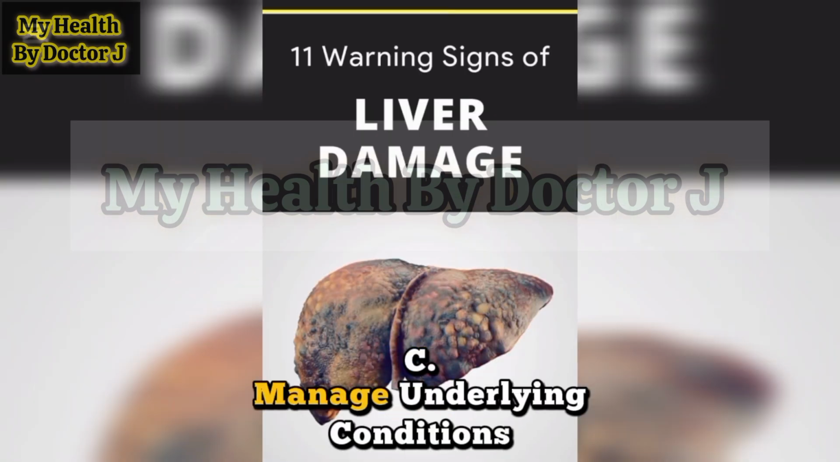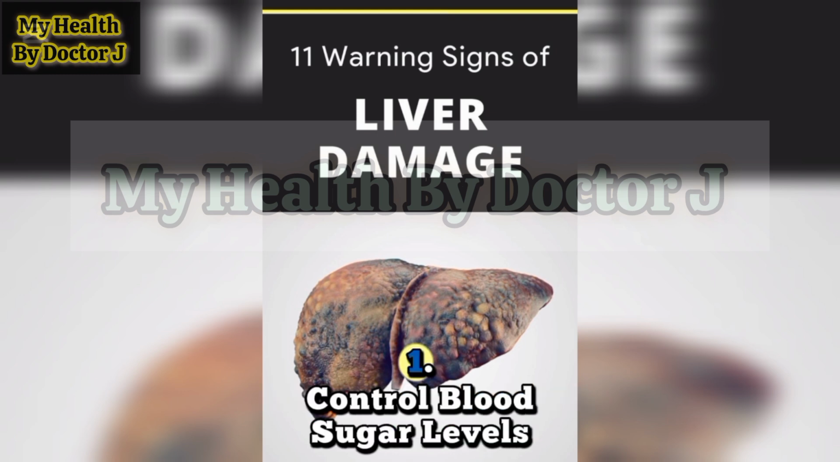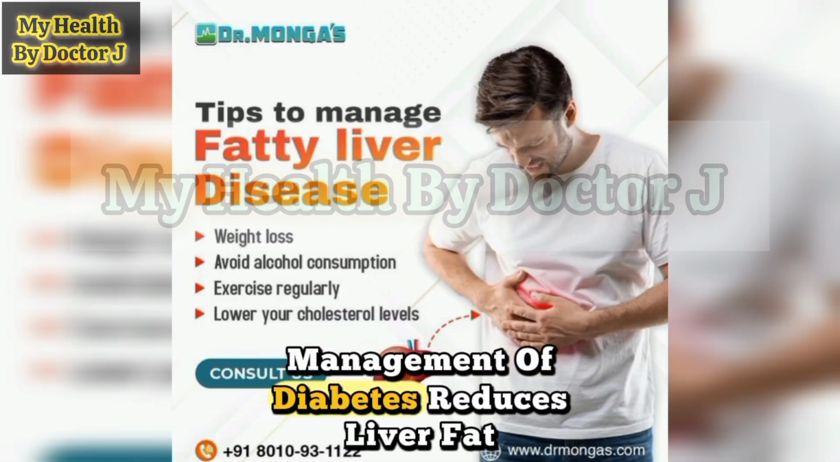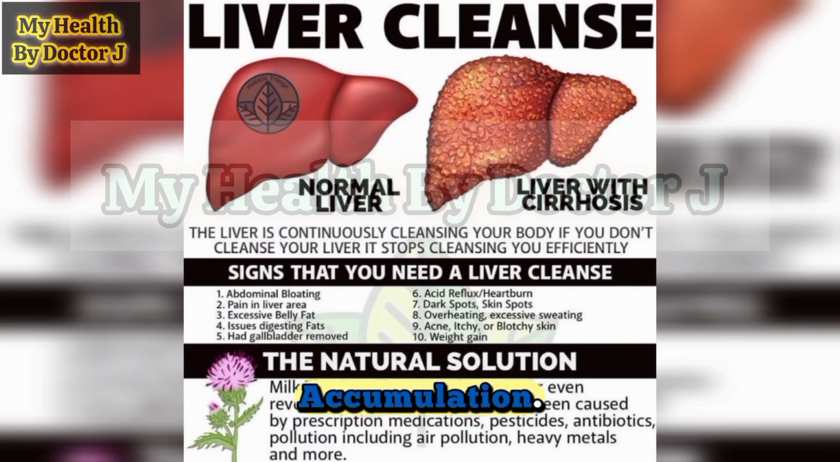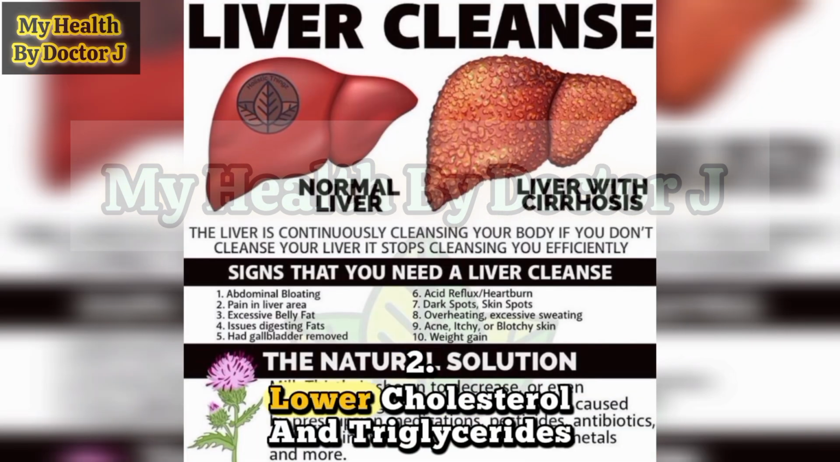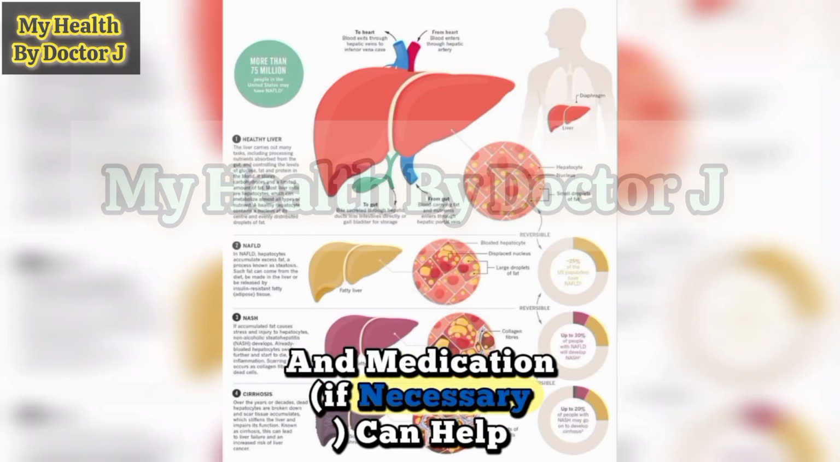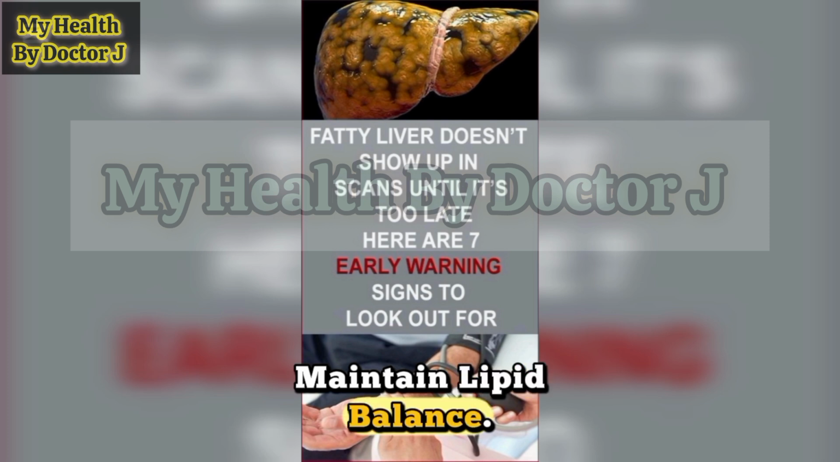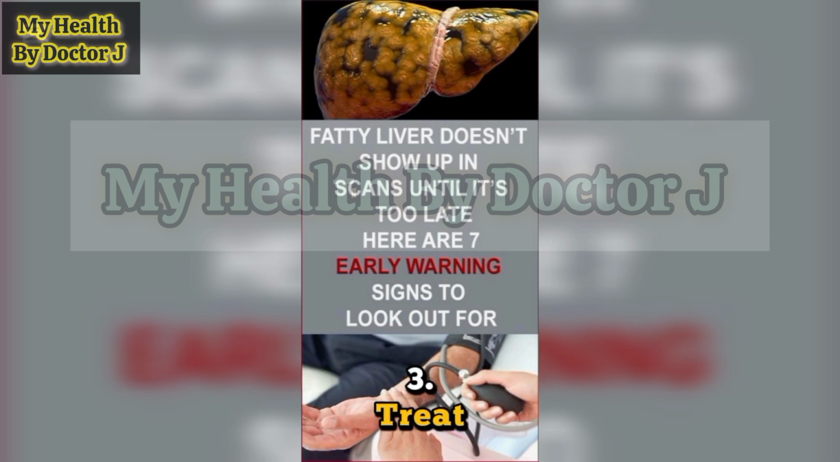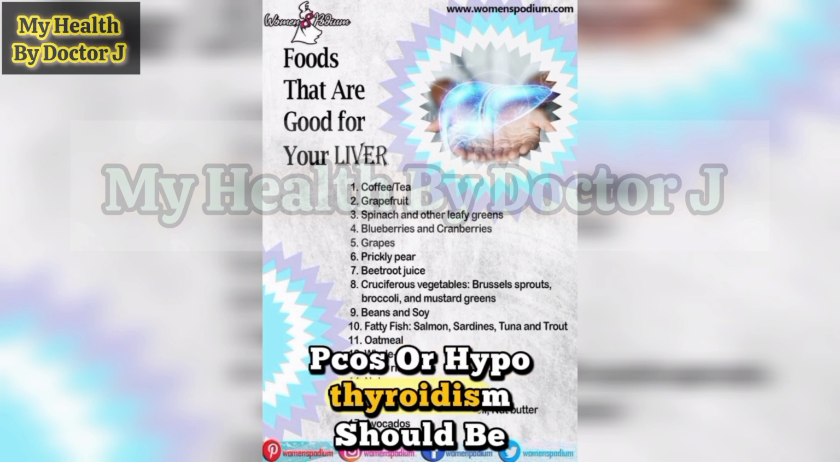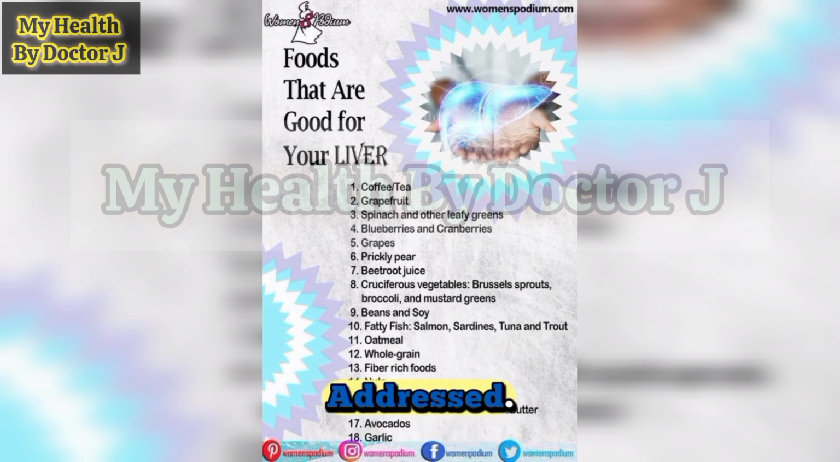C. Manage underlying conditions. 1. Control blood sugar levels. Proper management of diabetes reduces liver fat accumulation. 2. Lower cholesterol and triglycerides. Healthy diet, exercise, and medication, if necessary, can help maintain lipid balance. 3. Treat hormonal imbalances. Conditions like PCOS or hypothyroidism should be addressed.